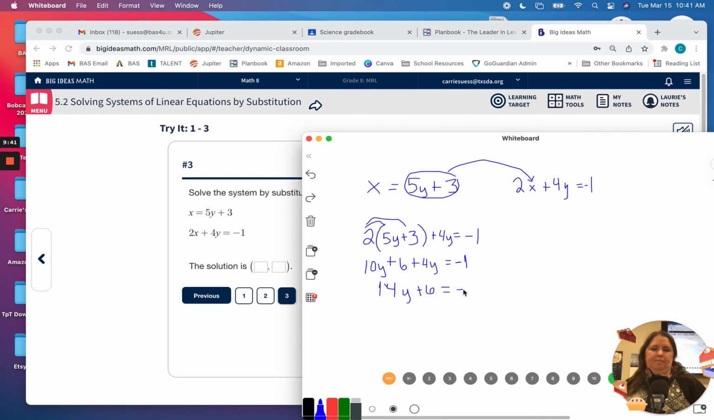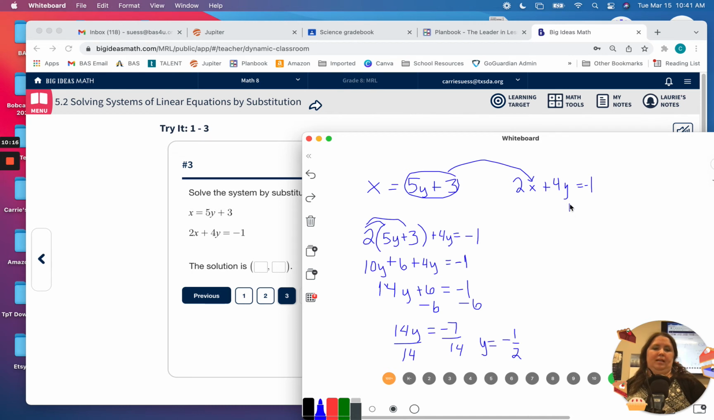What's my next step? Correct. Minus 6. What's -1 minus 6? -7. How do I get the y by itself? Divide by 14. What's -7 over 14? Reduce it. What's 1/2? -1/2. Okay, so now I have solved for y.